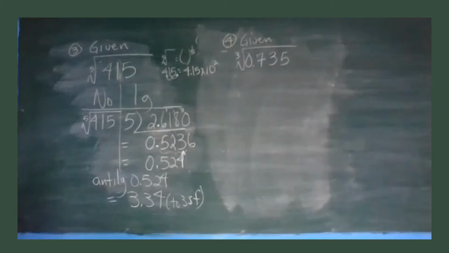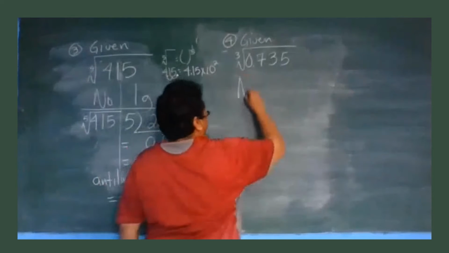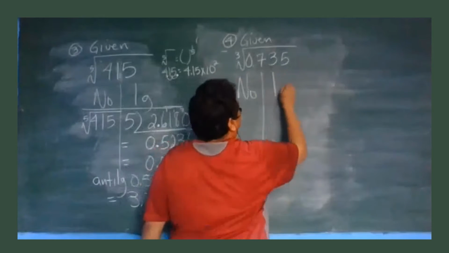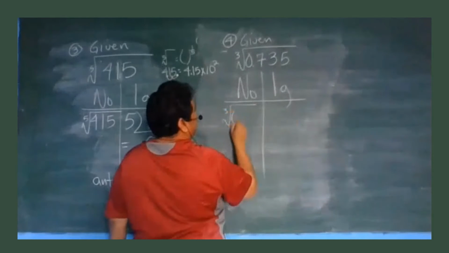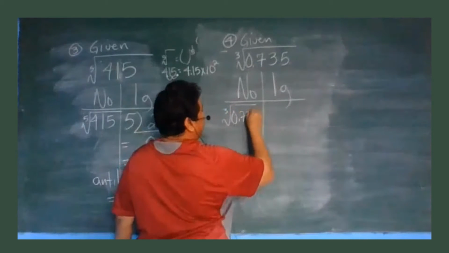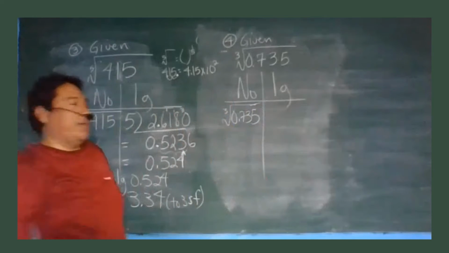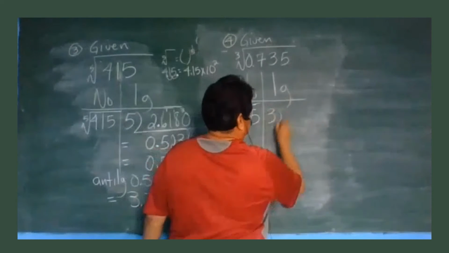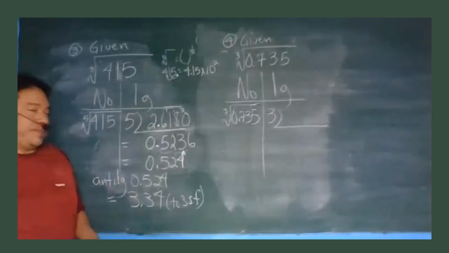Given the cube root of 0.735. Again, that means, remember, whenever we're talking about roots, we're talking about fractional powers. In other words, we're dividing by that number. So here I'm going to be dividing by 3. Note the upside down division sign.